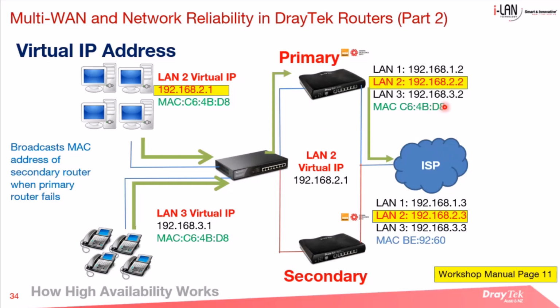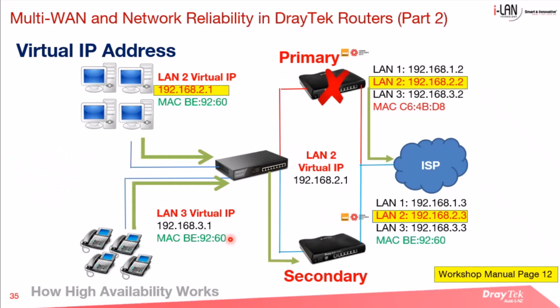See the primary. This is the MAC, right? MAC address C64B D8, and on LAN 2 it has the same MAC address, and also LAN 3 as well. That's how you determine which is the primary. You can see that it has a similar MAC address. And when the primary router goes down, it starts broadcasting the secondary router's MAC address and forwards everything to 2.3. I'll show you in the next slide.